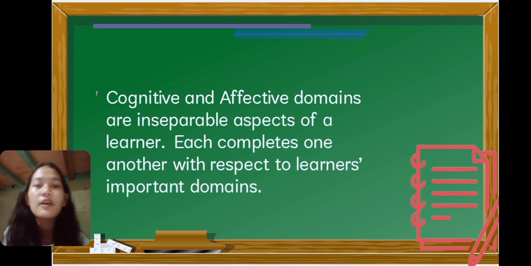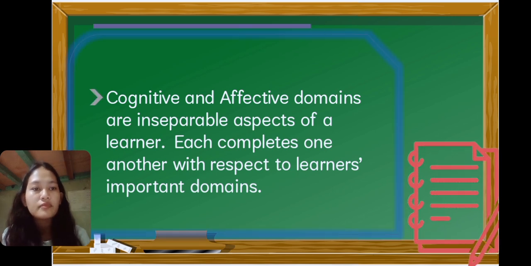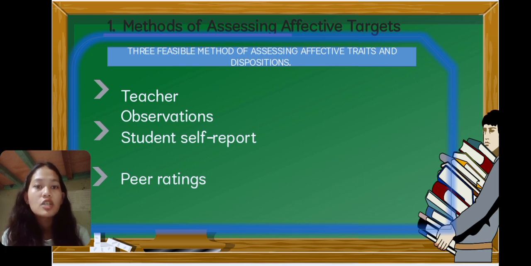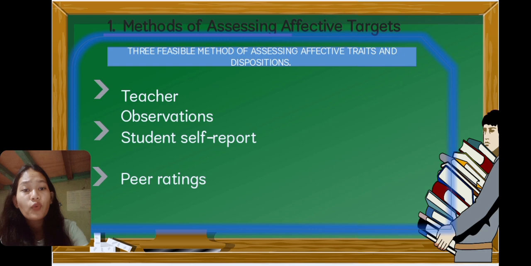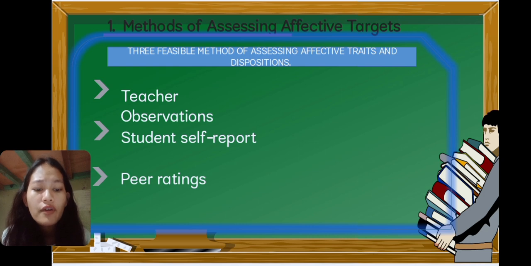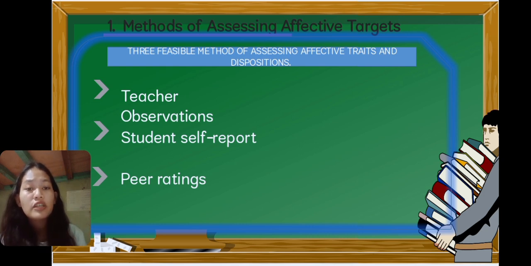Here first, number one, methods of assessing effective targets. We have here the 3 feasible methods of assessing effective traits in this position: the teacher observations, the student self-report, and of course the peer ratings. Now, since affective traits are not directly observable, they must be deduced from behavior or from what students say about themselves and others. Student self-reports are mostly used.